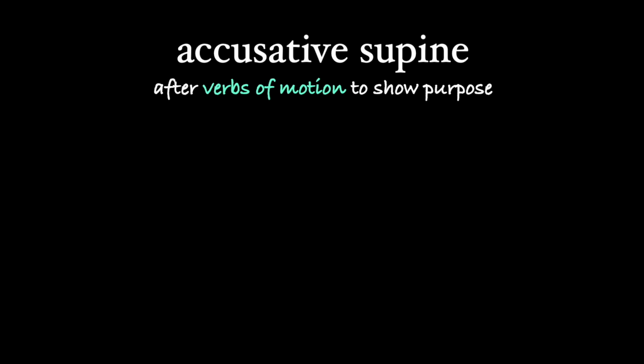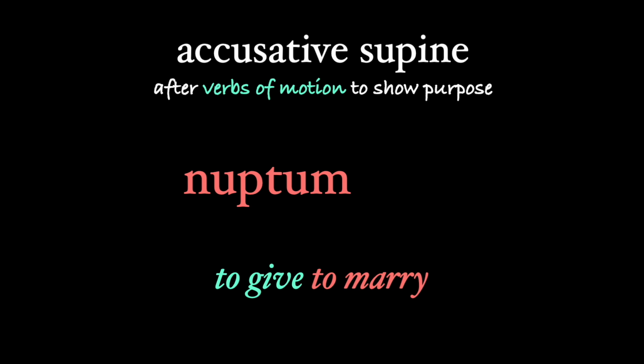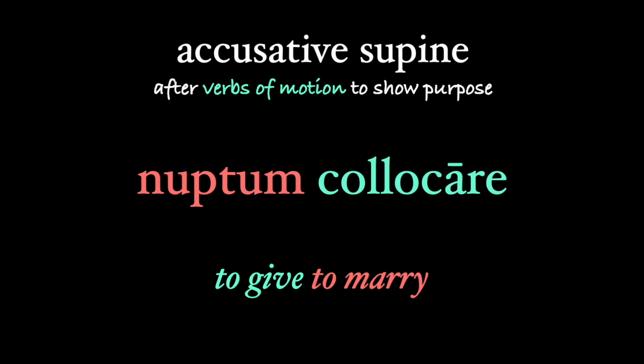The motion in the main verb doesn't need to be explicit, it can just be hinted at, and thus the phrase nuptum dare, to give in marriage, or literally to give to marry. Nuptum here is a supine, and we also see this phrase with collocare instead of dare, with the same meaning.